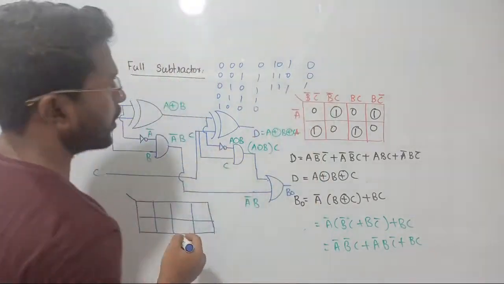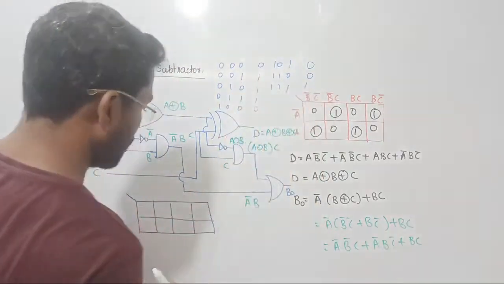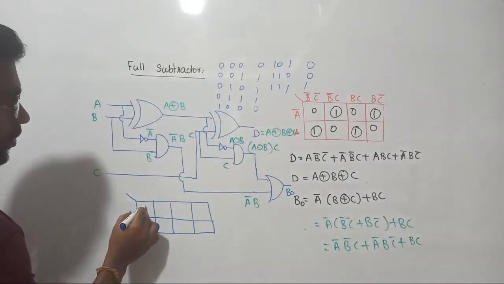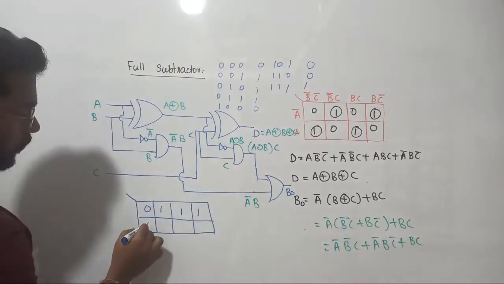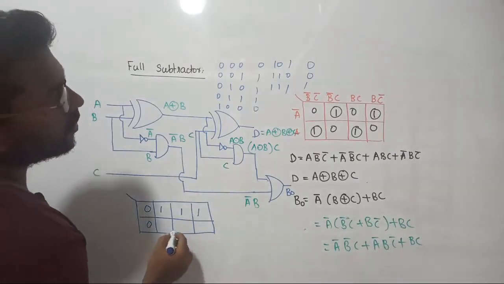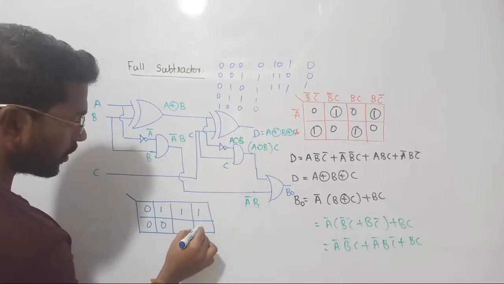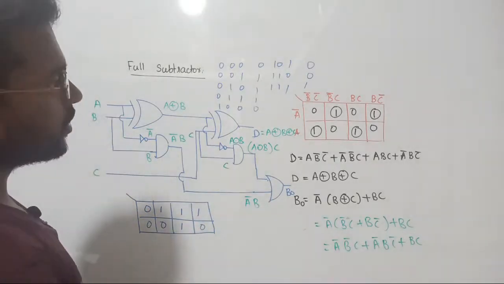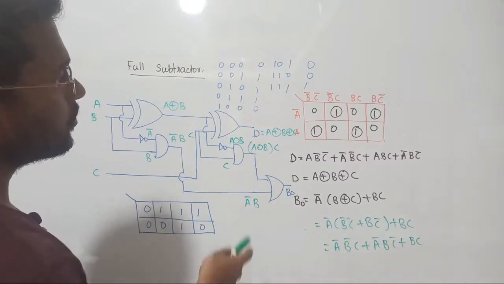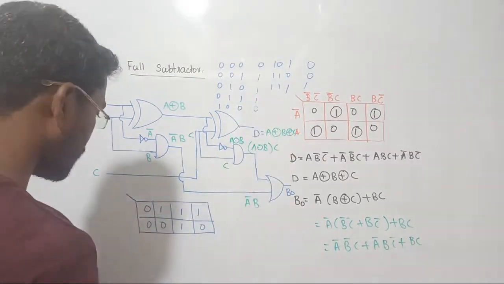Here we need borrow, right? So 1 2 3, yeah, let me register. 0 I don't have any borrow, 1 I have, 2 I have, 3 I have, and then 4 I don't have, 5 I don't have, 6 I don't have, 7 I have, right? That is correct only. What's wrong with me? 1 minus 1, that is 0. Yes, of course, that is correct.